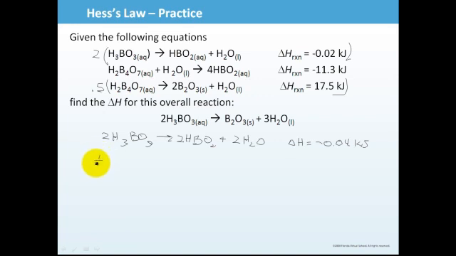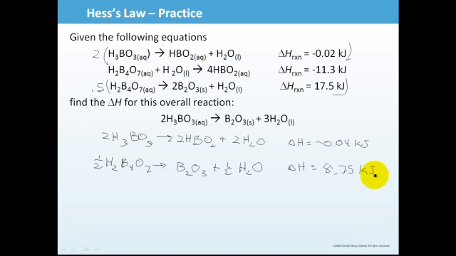So rewriting that one, we're going to have half of H2B4O7. That's going to yield B2O3 and half of H2O. And then the delta H is going to be 17.5 divided by 2. That's 8.75.